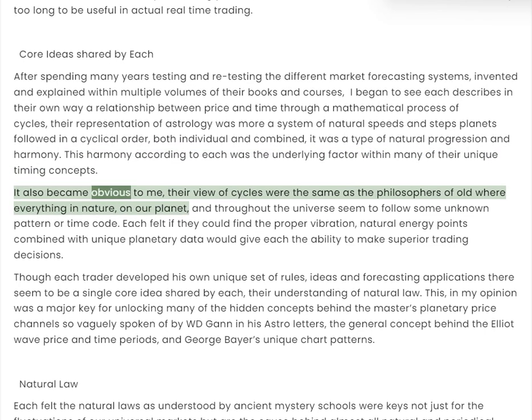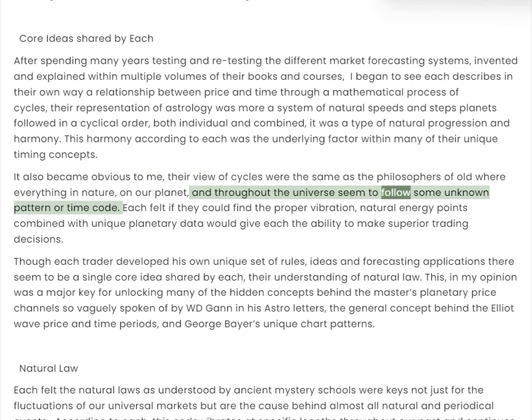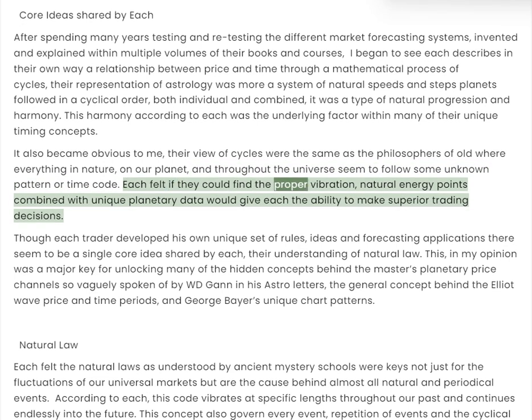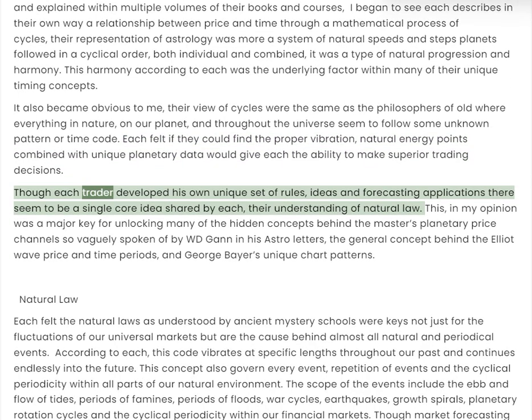It also became obvious to me their view of cycles were the same as the philosophers of old, where everything in nature, on our planet, and throughout the universe seemed to follow some unknown pattern or time code. Each felt if they could find the proper vibration, natural energy points combined with unique planetary data would give each the ability to make superior trading decisions. Though each trader developed his own unique set of rules, ideas, and forecasting applications, there seemed to be a single core idea shared by each, their understanding of natural law.